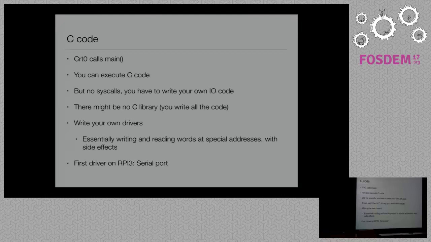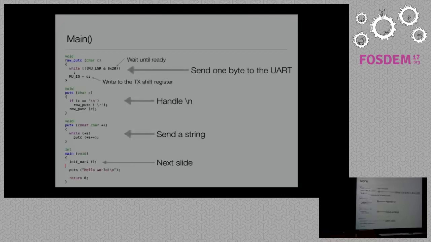This is the main code. So there is the next slide for how the UART, the serial console, is initialized. And we do just a puts "hello world". Puts prints every character. And to print every character, we extend \n to \n\r. And this is how to print one character.